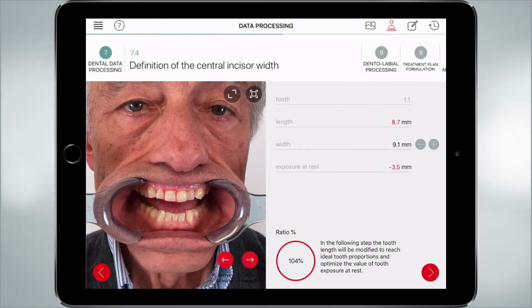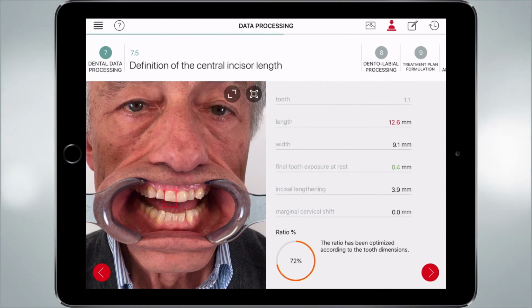Now, if I push the red button again to go from step 7.4 to 7.5, automatically the app will give me the final numbers. And as you can see here, the final number is 12.6 in terms of length. That is red, and this seems to be wrong. But we have a green value of the final tooth exposure at rest. That is 0.4, and it's green again.